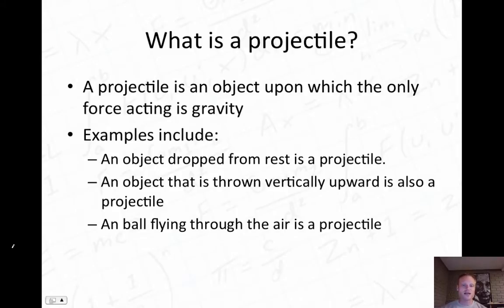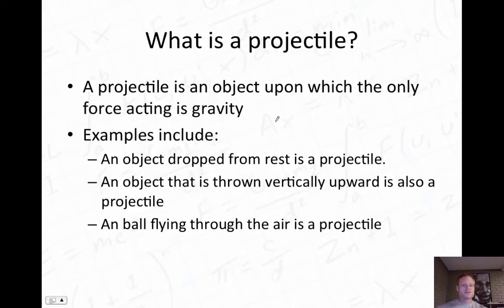A projectile is an object, it can be any object, upon which the only force acting on it is gravity. I just list three examples, but really the sky is the limit. An object dropped from rest is a projectile. So let's say you hold a hunk of Play-Doh in your hand and you let it fall out of your hand and fall to the ground. That is considered a projectile because as that hunk of clay falls to the ground, the only force acting on it is gravity.